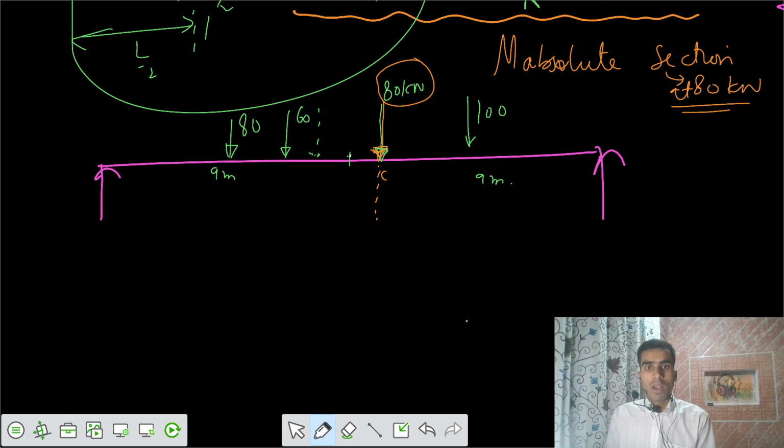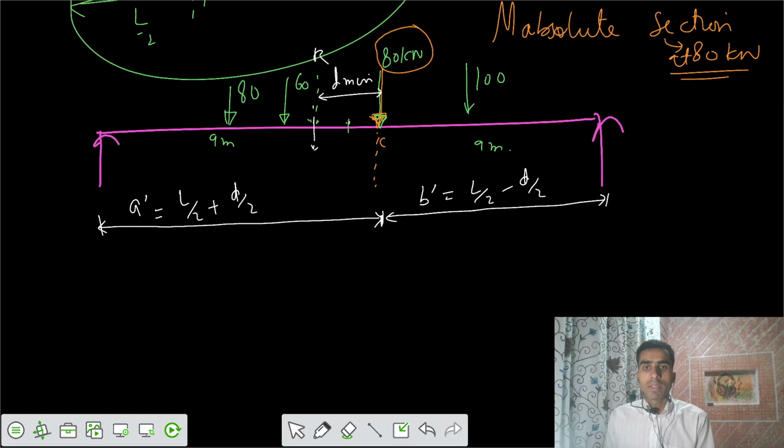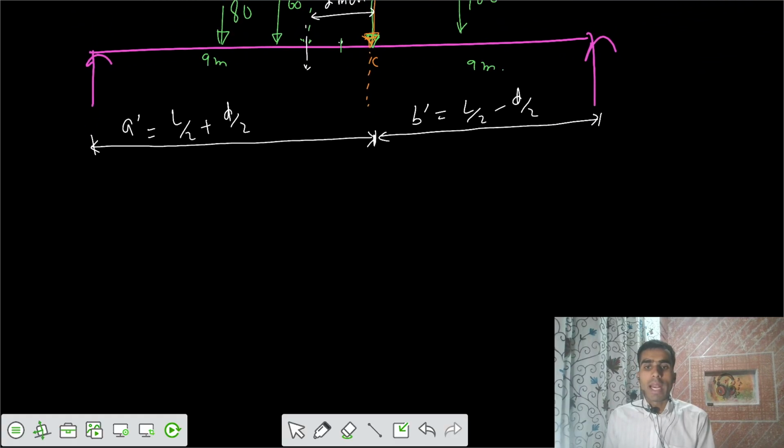So what's the value of A dash? A dash is from the support A to the critical section. So A dash is equal to L by 2 plus D by 2. And what is B dash? B dash would be equal to L by 2 minus D by 2. So this is your D, this is your D minimum. Here we have a resultant of R. Now our section becomes A dash B dash by L.